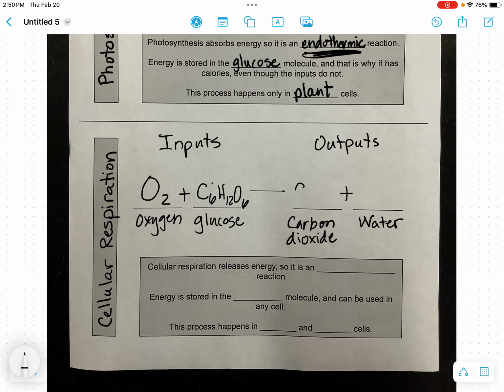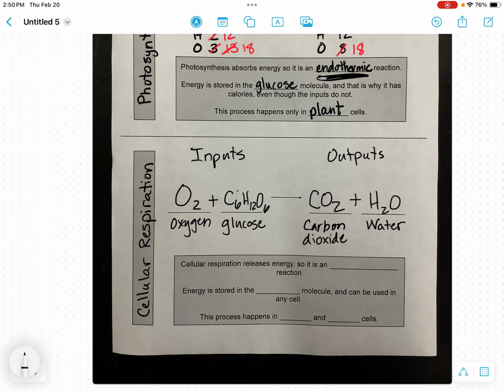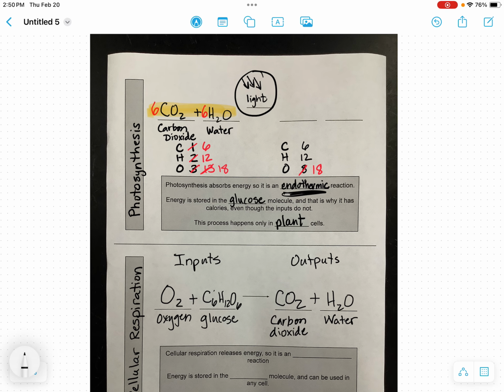Okay, so carbon dioxide. Molecular formula for that, CO2. You should know that by now. And same thing with water, you should know. Molecular formula is H2O. So if we take this equation and we compare that with our photosynthesis up on top.